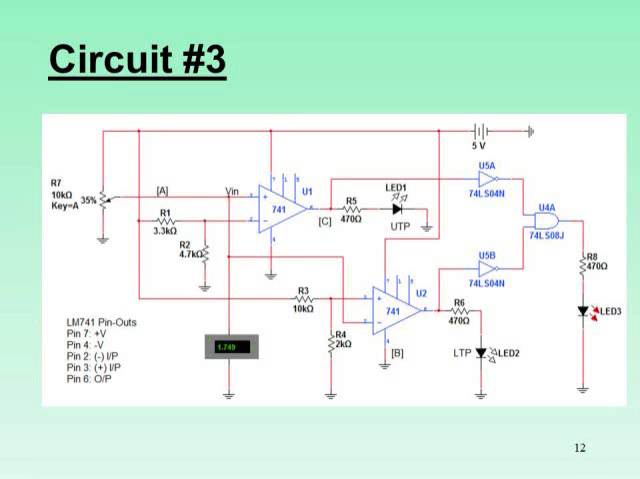Okay, for our final circuit, circuit number 3. I've added some logic gate circuitry at the output, and added a third LED, so that LED3 will be on when the input is between the lower and upper trigger points. So it just provides a little bit more control for us.